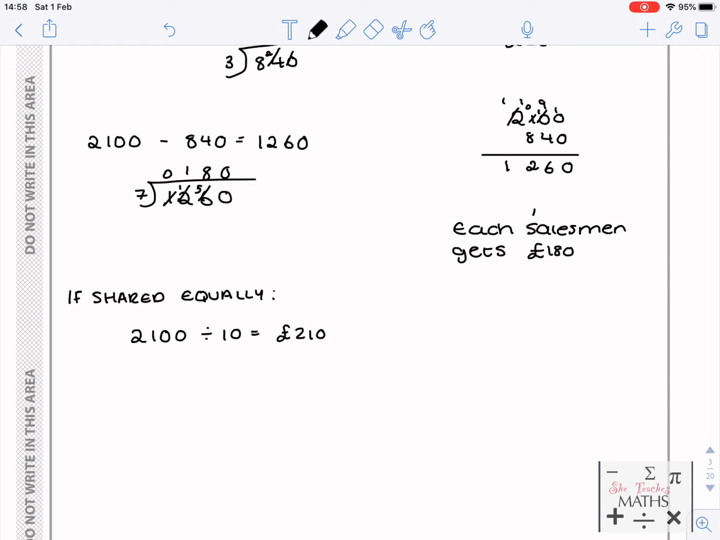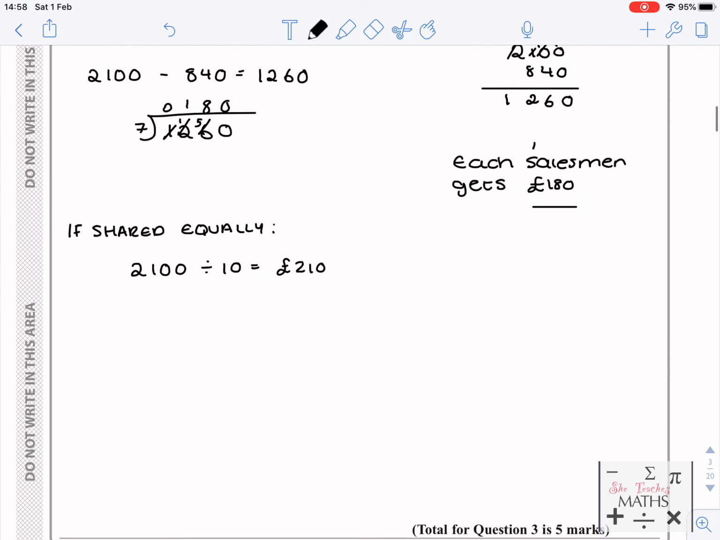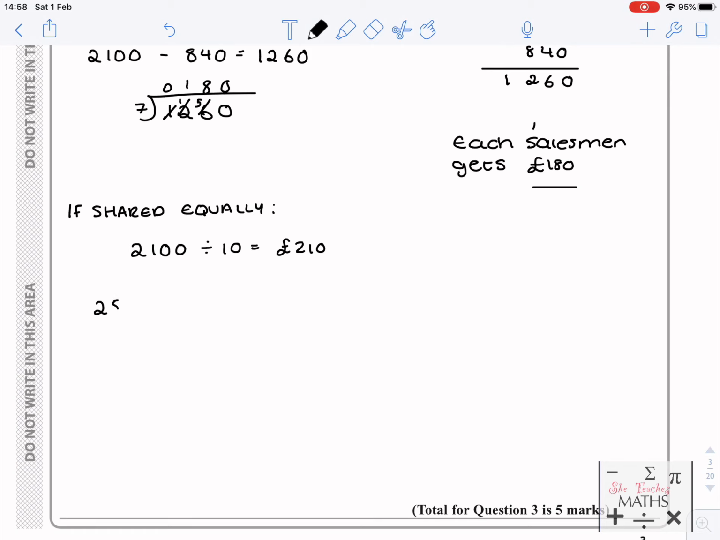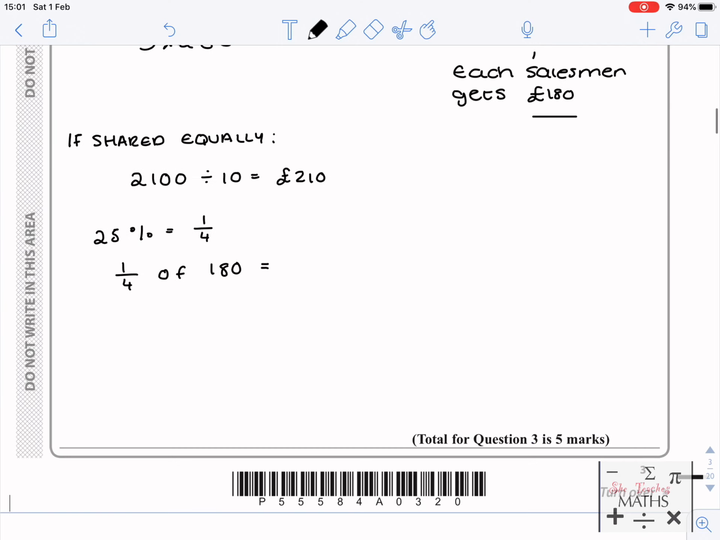Now, the salesman said that he would get 25% more money of what he's already got. So if he's got £180, we need to find 25% and add it on and see if that gives us £210. So 25% is the same as a quarter, and 1/4 of 180 is just 180 divided by 4. Since we don't have a calculator again, we'll just use the bus stop method. So 4 goes into 1 0 times, it goes into 18 4 times with 2 left over, and then it goes into 20 5 times.